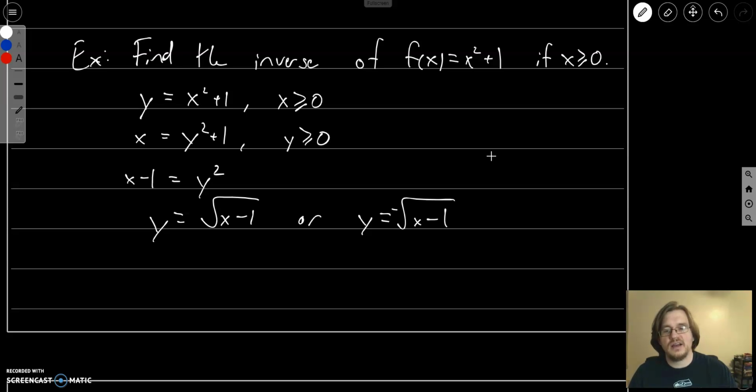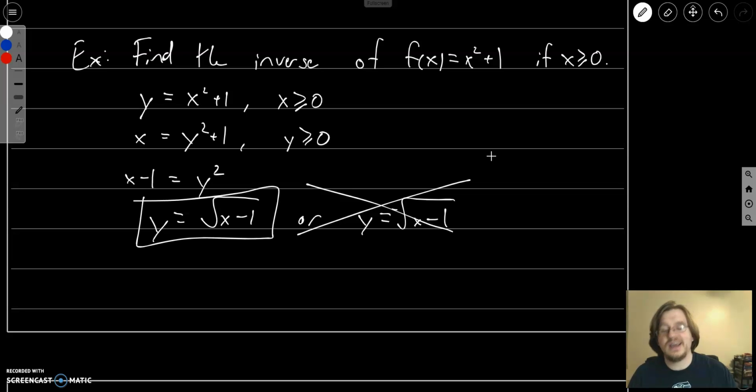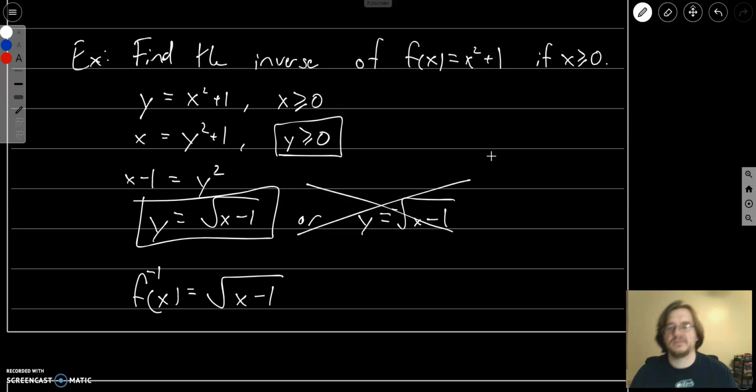However, y has to be positive, so this doesn't exist now. We're not considering when y is negative. So we only have one solution, and there it is. So the inverse function, f inverse, is going to be the square root of x minus 1. We get to ignore the negative because we know that y has to be positive.